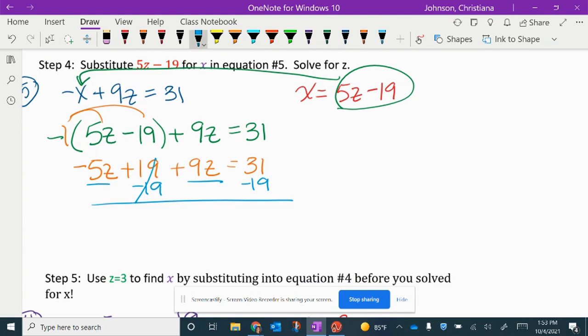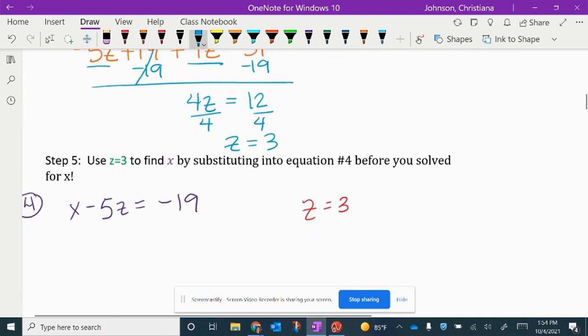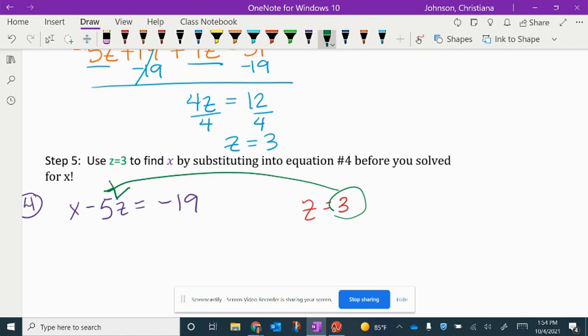Negative 5 plus negative 5 plus 9 is positive 4z, and 31 minus 19 is 12. And now we need to divide by 4, so we find out our z is 3. Okay, now that we have z, we can start moving our way backwards. We're going to plug 3 in to where it is in the previous equation, or the fourth equation. That way, if we made a mistake on the fifth equation, we'll catch it here in this one.